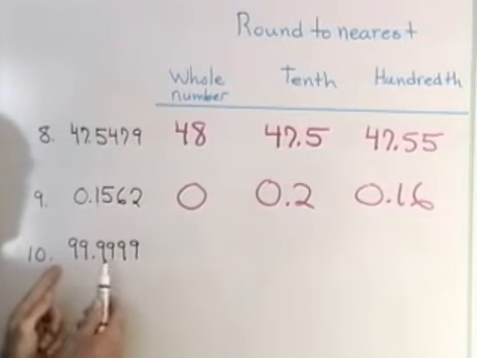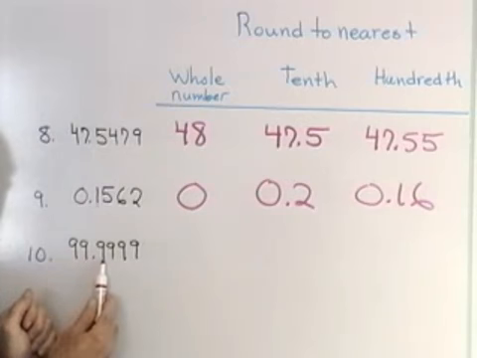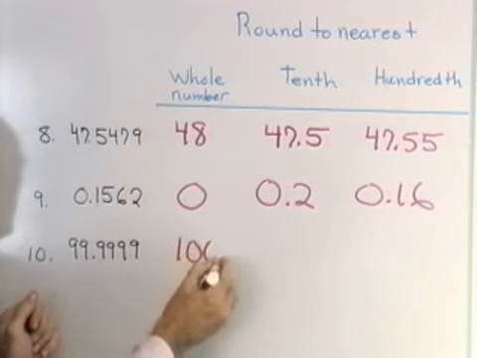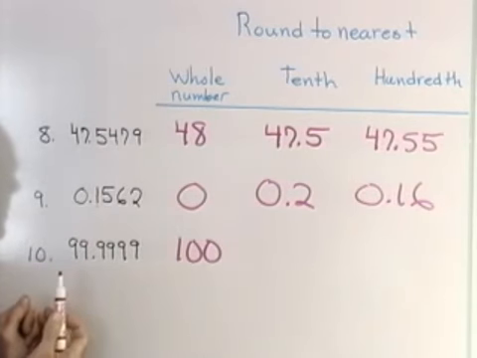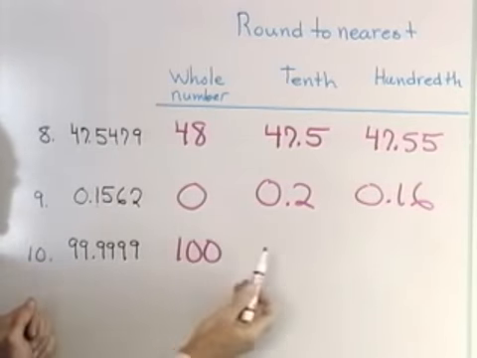99.9999 to the nearest whole number, that's this digit. I move to its right, I find a 9, which is larger than 5. So I add 1 to this digit, that will give me 100. And then I drop all the digits to the right of the decimal point. To the nearest tenth, that's this column. To its right is a 9 again, so I add 1 to this column.